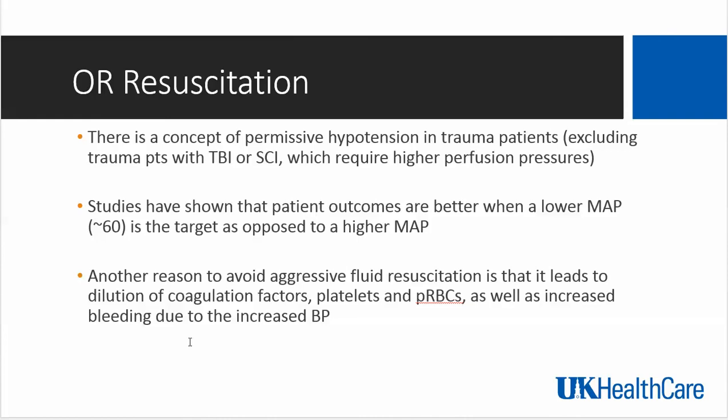So how do we resuscitate these patients? There's a concept of permissive hypotension in trauma patients, obviously excluding trauma patients with traumatic brain injury or spinal cord injury. In those patients, you want higher perfusion pressures to perfuse the brain and the spinal cord. Studies have shown that patient outcomes are better when a lower mean arterial pressure, aiming for around 60, is the target, as opposed to a higher mean arterial pressure. Another reason to avoid aggressive fluid resuscitation is that it leads to dilution of coagulation factors, platelets, and packed red blood cells, as well as increased bleeding due to the increased blood pressure.